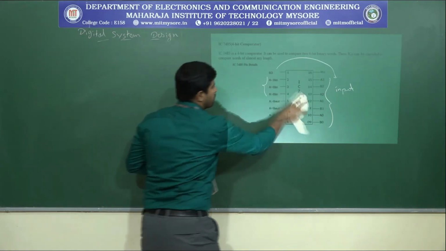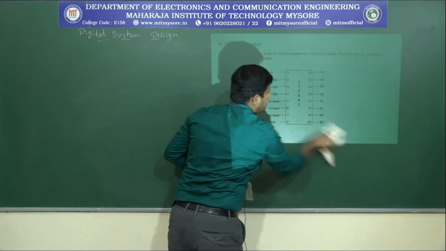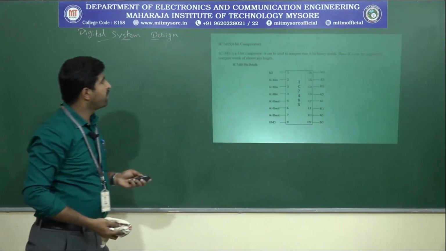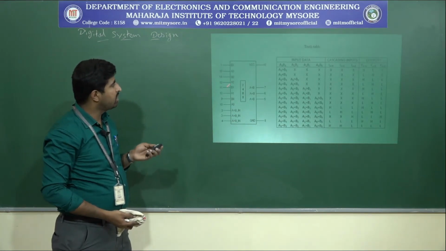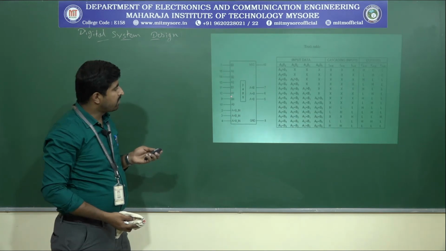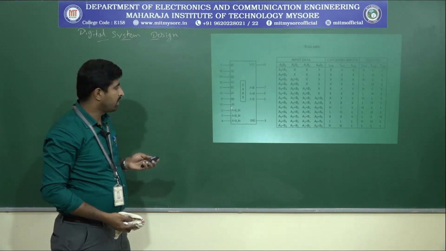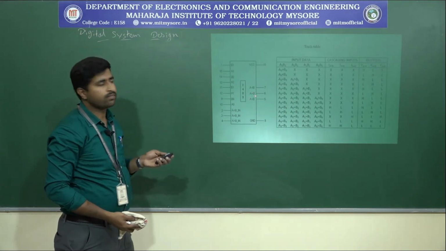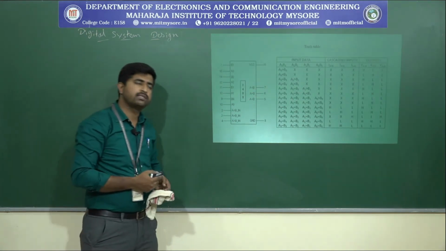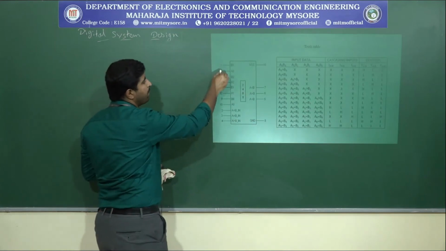So let's move to the truth table of the 7485. Here the pin diagram is represented in a different way. That's A3 B3, A2 B2, A1 B1, A0 B0. So these are the inputs, these are the cascading inputs, and these are the outputs. Here is how the comparison takes place: always the first bit will be compared.